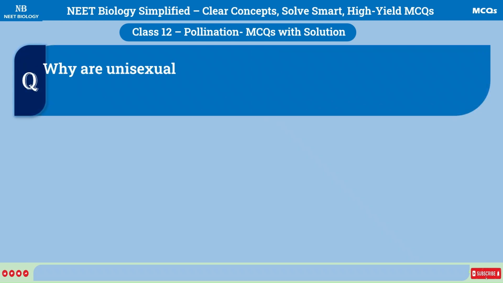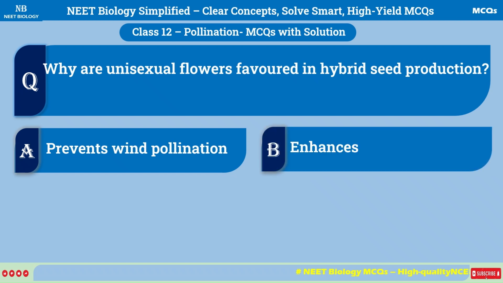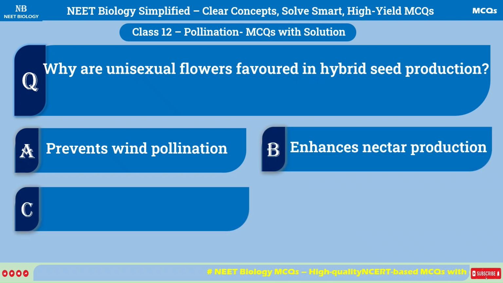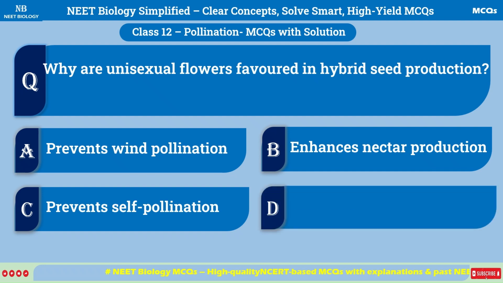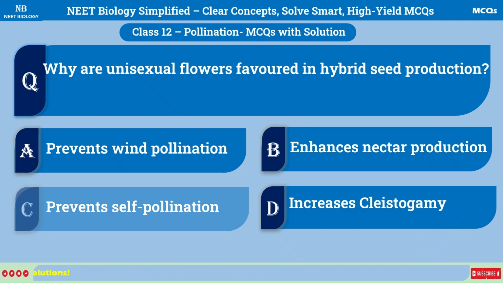Why are unisexual flowers favored in hybrid seed production? A. Prevents wind pollination. B. Enhances nectar production. C. Prevents self-pollination. D. Increases cleistogamy. Correct answer is C. Prevents self-pollination.